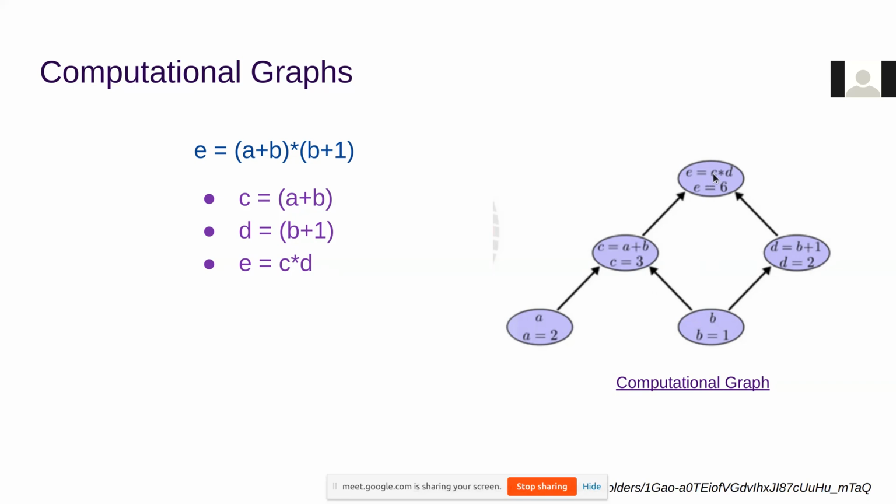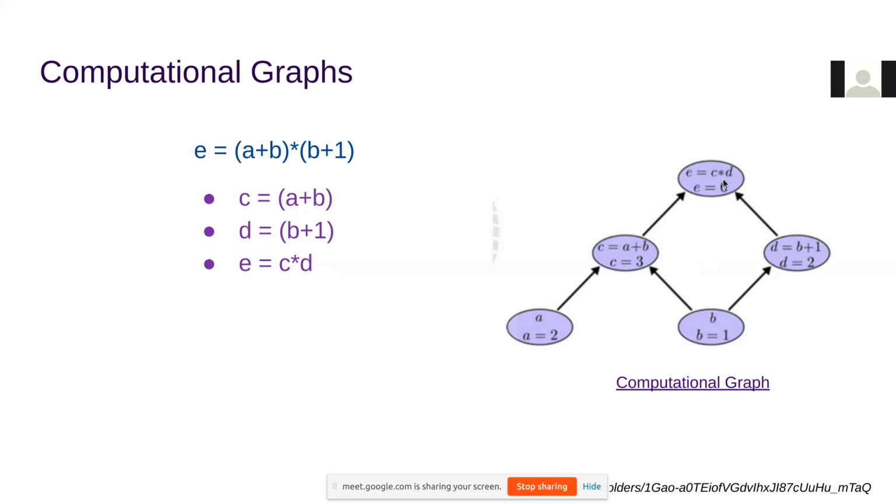The next is the product of these two additions. So C is equal to A plus B, D is equal to B plus 1, and then the product of these will give us the final expression E. So E equals C into D. Now this depends on variables C and D. So C is here, D is here, and there will be an arrow from C to E and D to E.